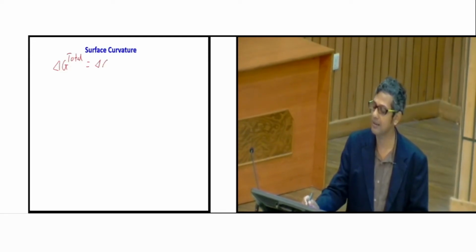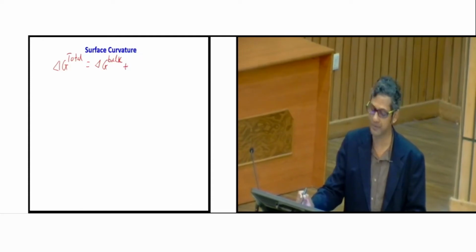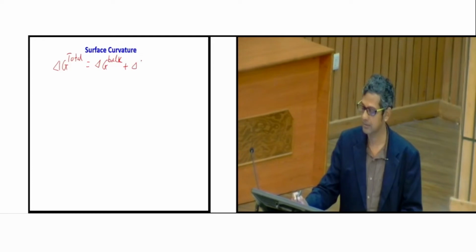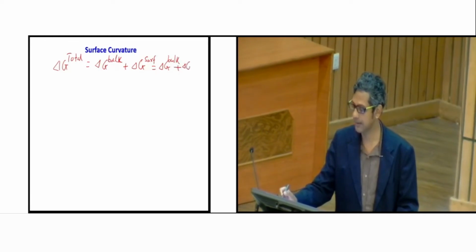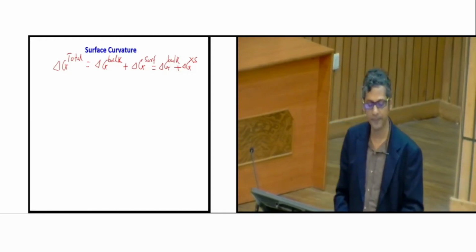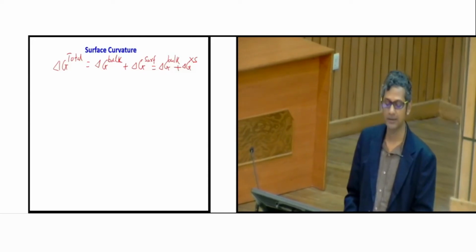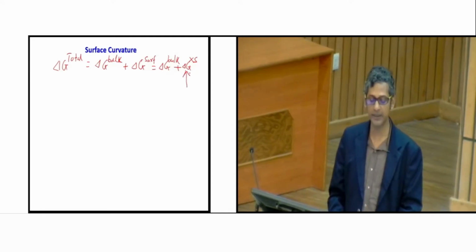One is your bulk and the other is your surface, correct? Many people write this delta G surface as delta G excess. Excess means excess, E-X-C-E-S-S. So, we always write X as EX, right? Fine. And this extra term is basically because of the curvature effect.